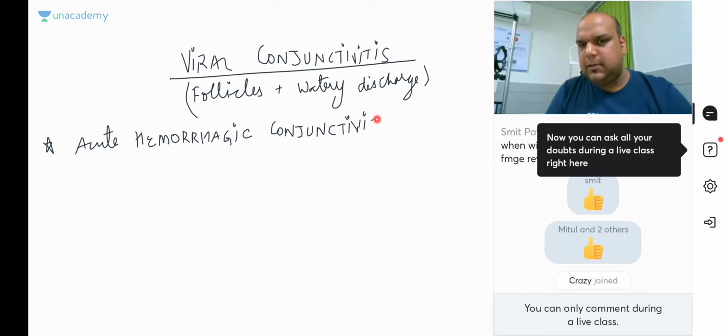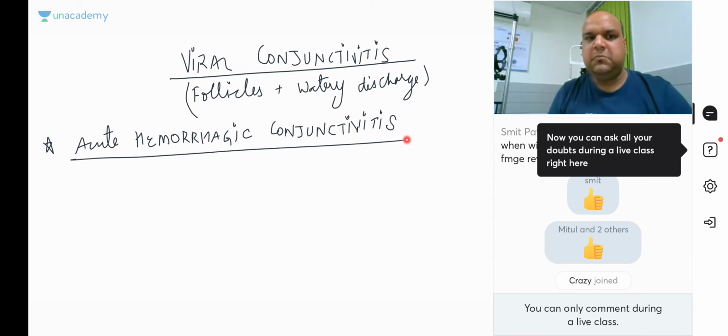Acute hemorrhagic conjunctivitis. Questions are asked on this, and always the same question is asked: what are the causes? From the name, it is very clear, everybody: acute, meaning acuticity, and there is a lot of hemorrhage. This is also called Apollo conjunctivitis. So what are the causes, everybody?